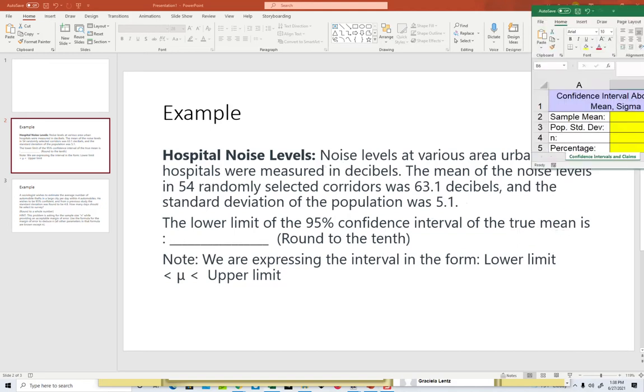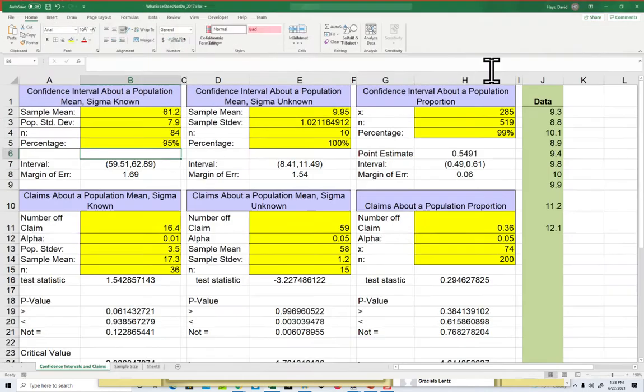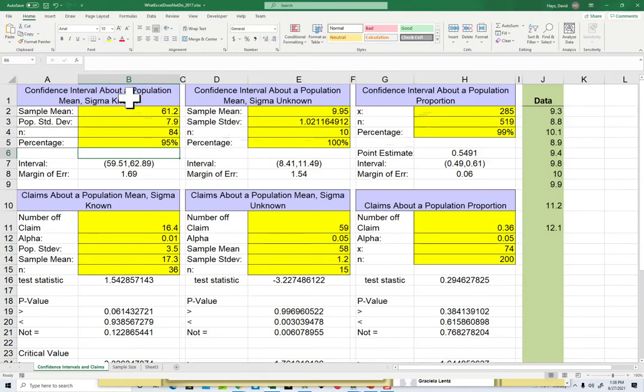Now our spreadsheet, there's only one of these we're going to use, but it's got three in there, and I wasn't going to clean it up for this. This is one I've used for 4 or 5 years now. We got this one, which is confidence interval about a population mean, sigma is known. This one, confidence interval about a population mean, sigma is unknown. And this one, confidence interval about a population proportion. Now the yellow is what you input in.